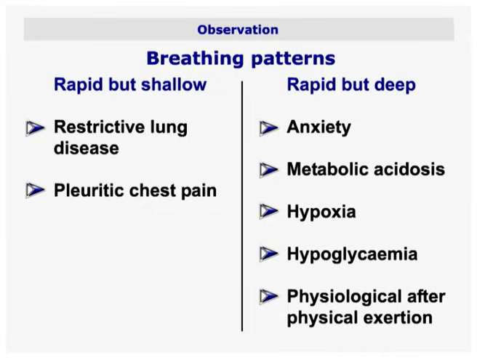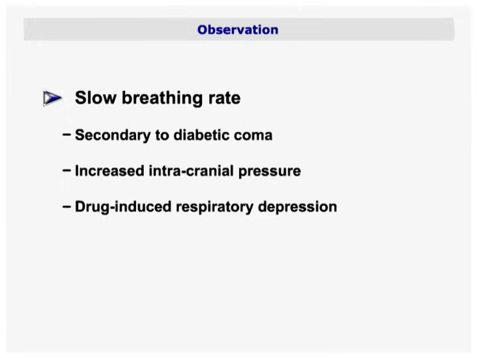Rapid but deep breathing is seen in states of anxiety, metabolic acidosis, hypoxia, hypoglycemia, or it may be physiological after physical exertion. Slow breathing can be secondary to diabetic coma, increased intracranial pressure, and drug-induced respiratory depression.